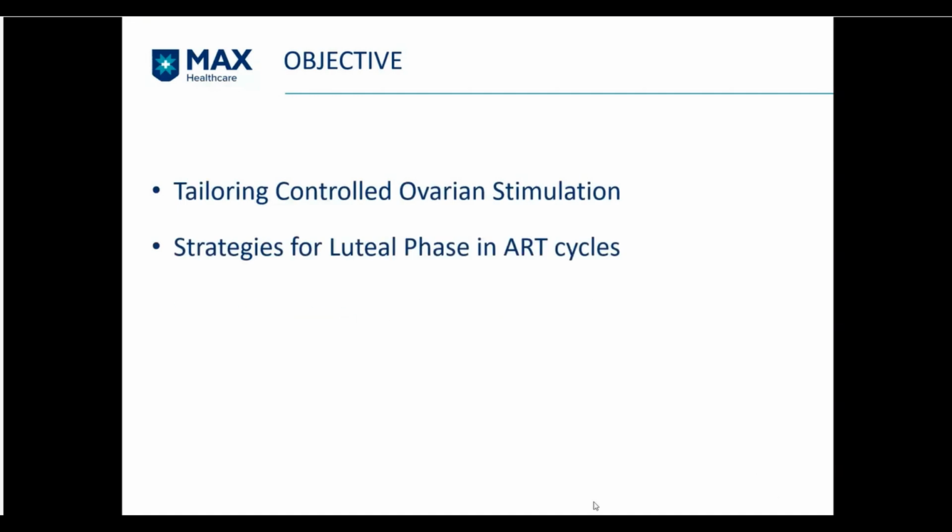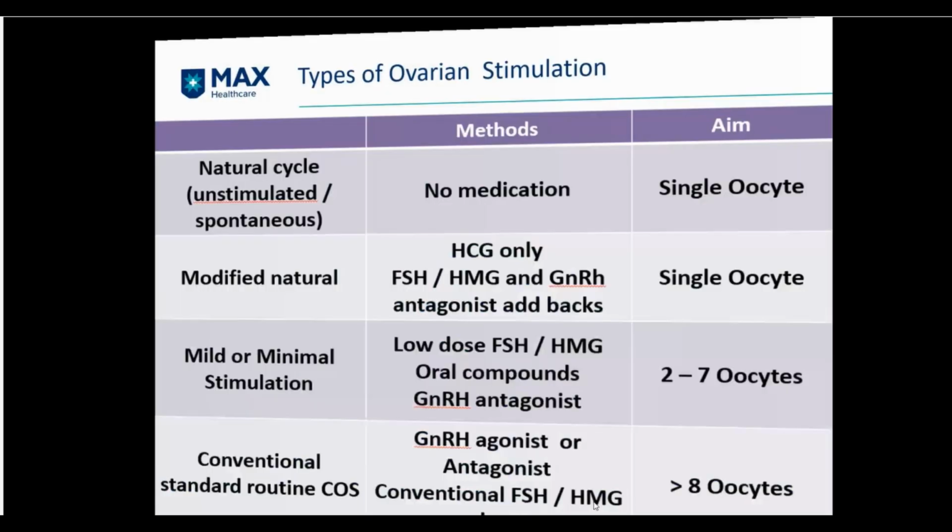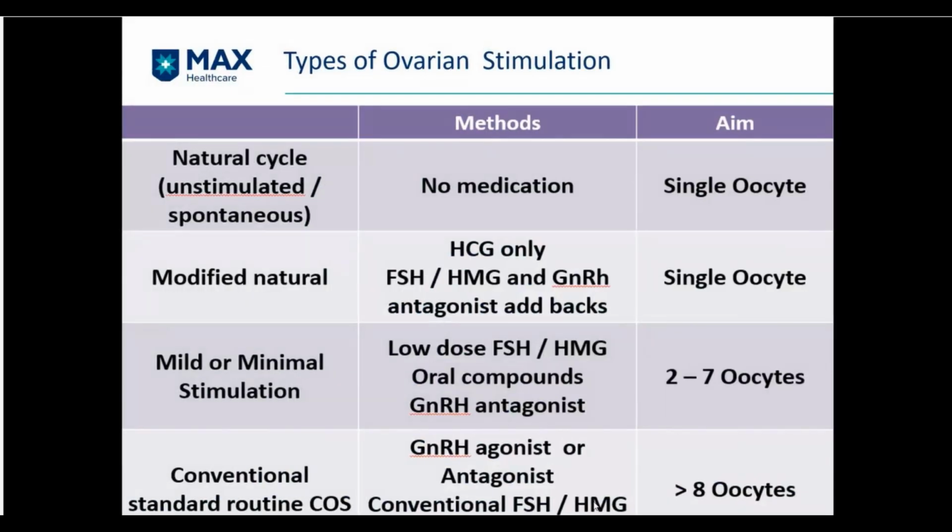My objective would be how to tailor the controlled ovarian stimulation, what the strategies are for the luteal phase in ART cycles, and a little bit about the endometrial receptive area, especially in cases of recurrent implantation failure. First, a brief outline of the types of ovarian stimulation: natural cycle, modified natural, mild stimulation, and the conventional.